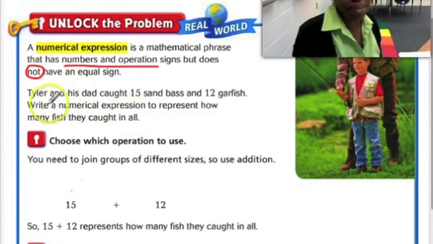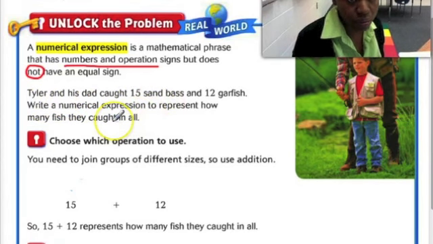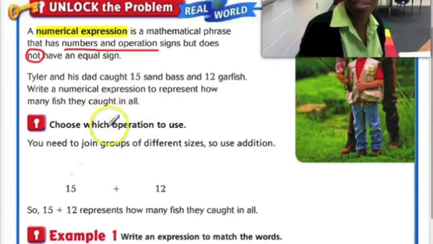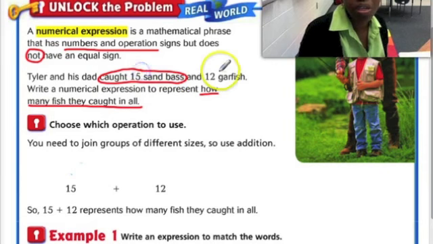Let's look at our first example. Tyler and his dad caught 15 sand bass and 12 garfish. Write a numerical expression to represent how many fish they caught in all. So this is about Tyler and his dad going fishing, and we're trying to look at how many fish they caught in all. We know that they caught 15 sand bass, and we know that they caught 12 garfish.